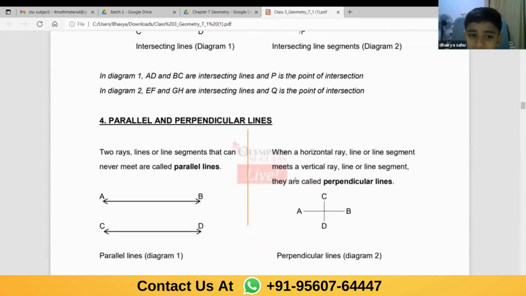Ma'am, intersecting lines can also be done by curved lines. Intersection can also be done by curved lines. Okay. Ma'am, why can't parallel lines meet each other?